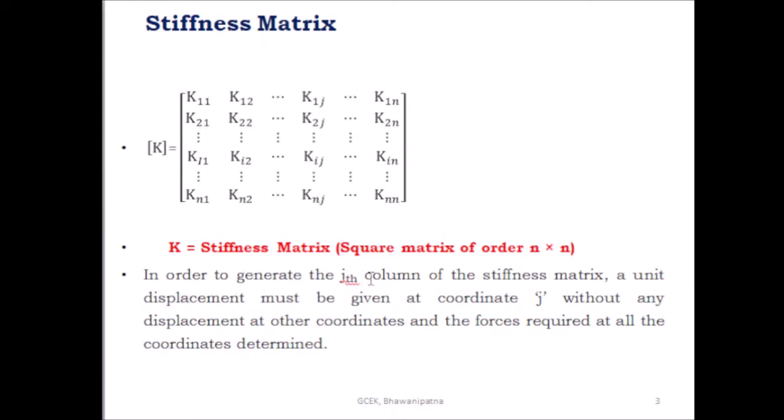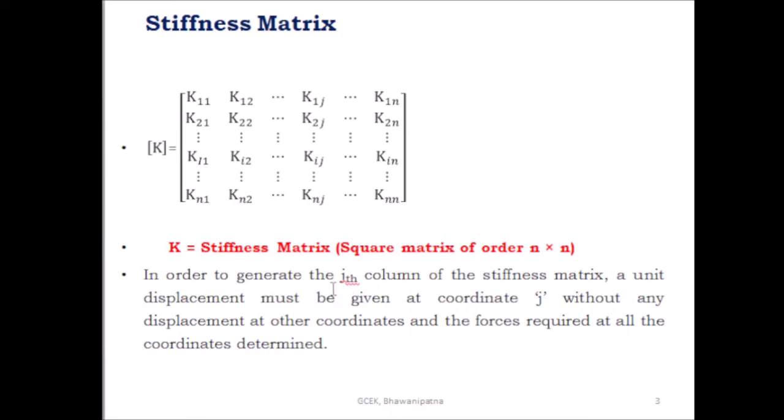In order to generate the jth column of the stiffness matrix, a unit displacement must be given at coordinate j, without displacement at other coordinates, and the forces required at all the coordinates are determined. What is the force at coordinate 1 due to the unit displacement at coordinate j? This is the stiffness coefficient K1j. Similarly, what is the meaning of K2j? This is the force at coordinate 2 due to unit displacement at coordinate j. This is K2j.